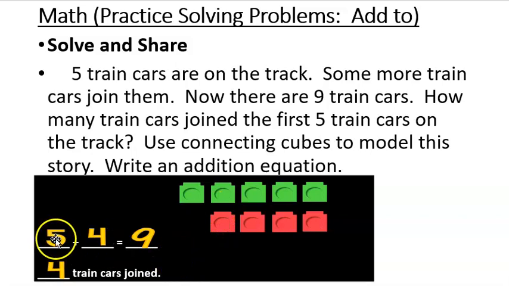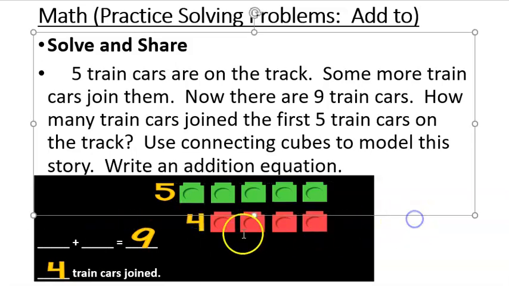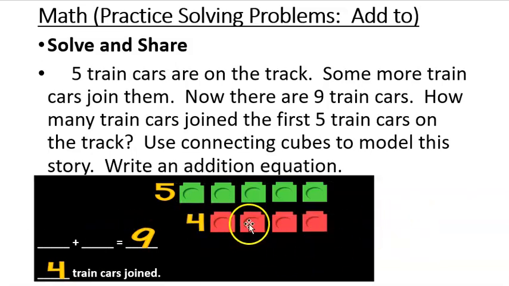So look, let me do it like this. 5 represents these train cars up here. 4 represents, look, these red train cars that joined in. And when we count them all up, watch. 1, 2, 3, 4, 5, 6, 7, 8, 9. And look, that's why 9 is here, because that's our answer.